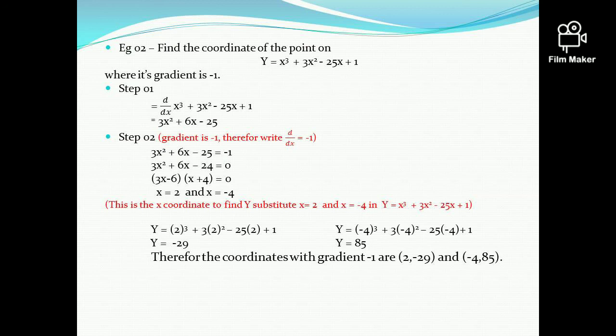To find the y-coordinates, substitute x equals 2 and x equals minus 4 into the original equation y equals x cubed plus 3x squared minus 25x plus 1 separately. If you substitute x equals 2 into the original equation, you will receive the answer y equals minus 29. That means one point with the gradient of minus 1 is 2 comma minus 29. If you substitute minus 4 into the original equation, you will receive the answer y equals 85. That means the second point with a gradient of minus 1 is minus 4 comma 85.